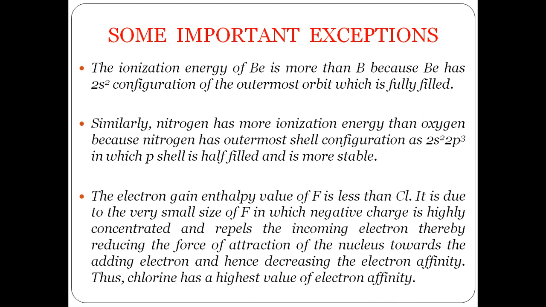And the third exception which I have taken is for electron gain enthalpy of fluorine and chlorine. What we have learned is that electron gain enthalpy decreases when we move from top to bottom. If you take group 17, fluorine, chlorine, bromine, iodine, when you move from fluorine to chlorine, you are moving down the group. So fluorine should have more electron gain enthalpy than chlorine, but it is opposite. Chlorine has the highest electron gain enthalpy, and fluorine has less than that.